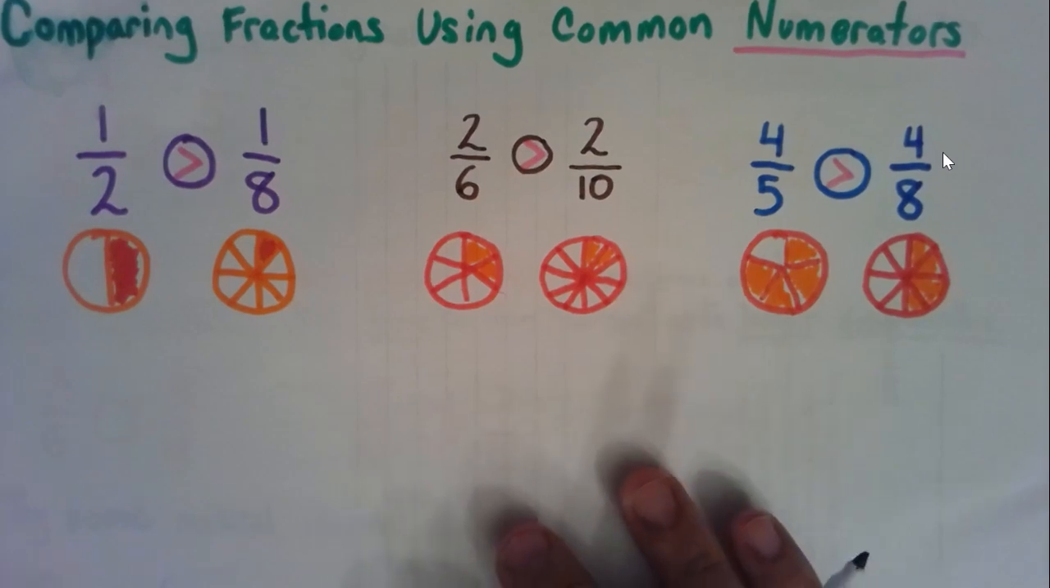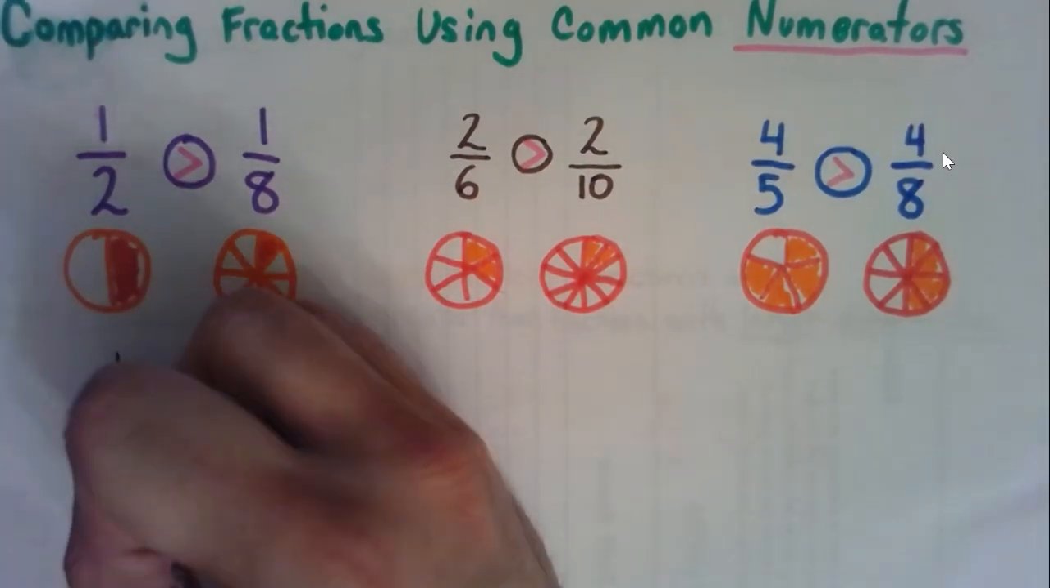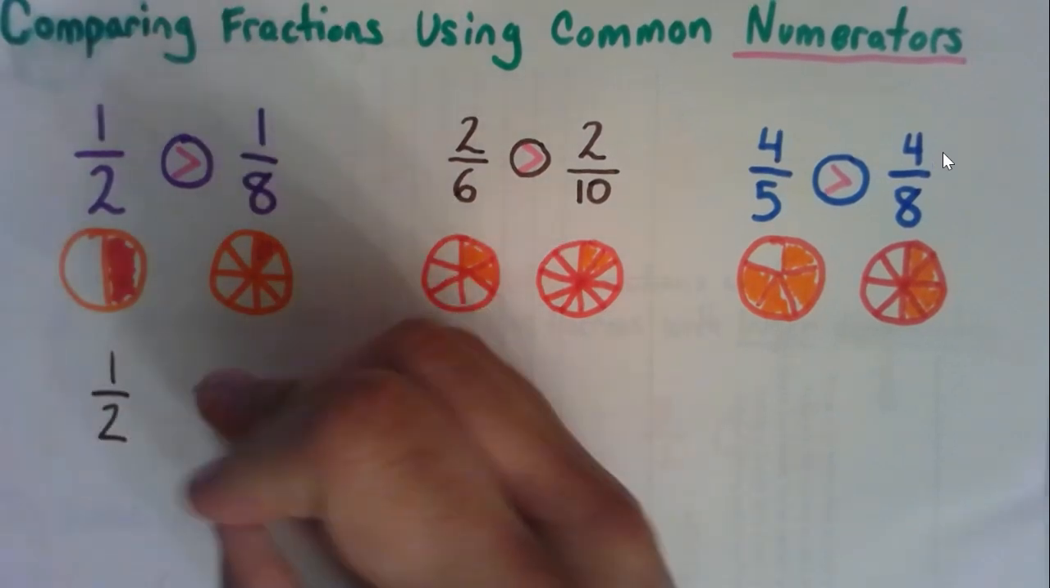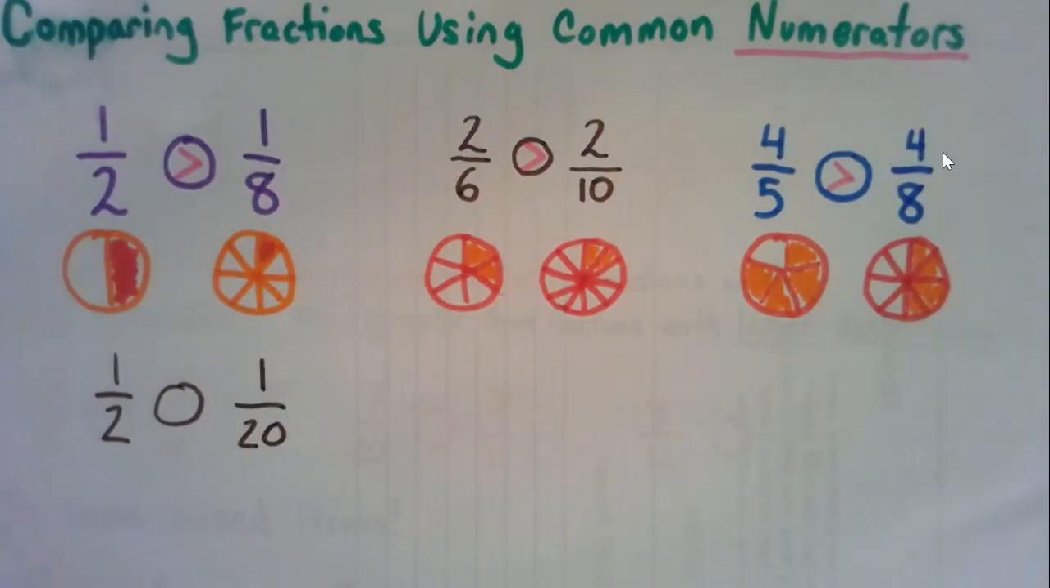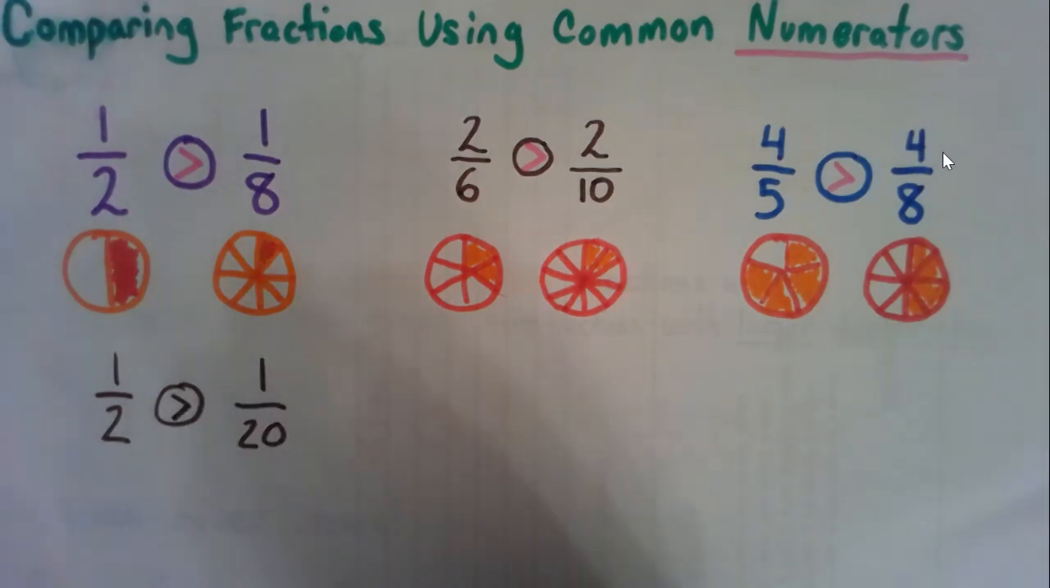Let's do a couple more examples. Let's say I had 1/2 and I wanted to compare that to 1/20. Well, part of it is just to imagine in your head, to visualize what that would look like. 1/2, I know that's half of my whole. 1/20, wow, that's really small though, because if I imagine my whole broken up into 20 parts, I've only shaded in one of those 20 parts. That's much, much smaller. So 1/2 is greater than 1/20.